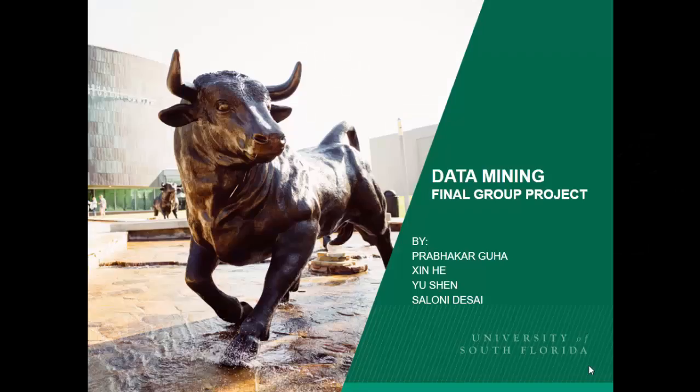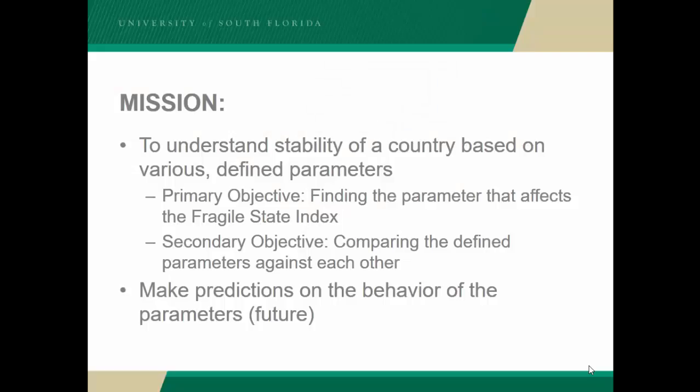This is our presentation for our final group project for the data mining course. Our mission is to understand the stability of a country based on various defined parameters. Our primary objective is to find the parameter that affects the fragile state index, and the second objective is to compare the defined parameters against each other, and then we make predictions on the behavior of the parameters.